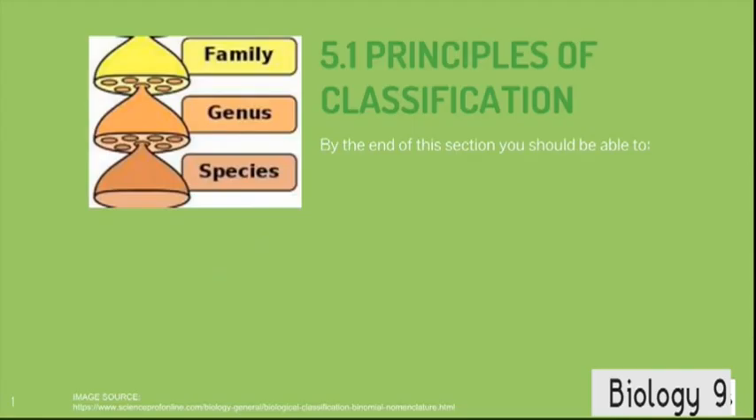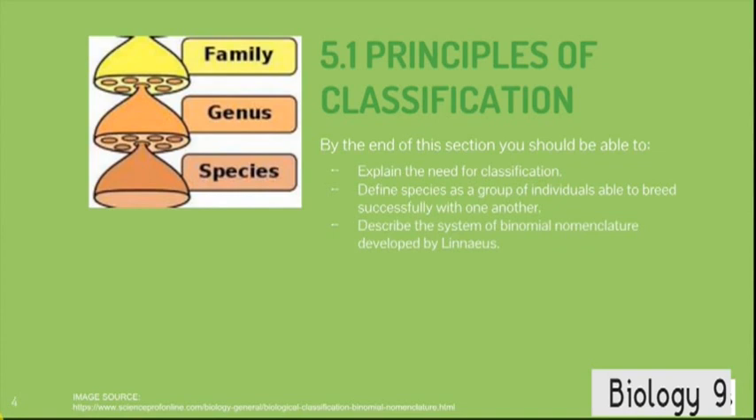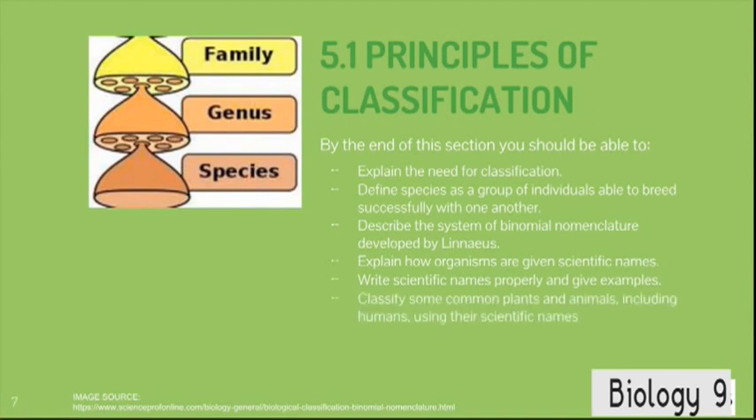Chapter 5.1, Principles of Classification. By the end of this section, you should be able to explain the need for classification, define species as a group of individuals able to breed successfully with one another, describe the system of binomial nomenclature developed by Linnaeus, explain how organisms are given scientific names, write scientific names properly and give examples, and classify some common plants and animals, including humans, using their scientific names.